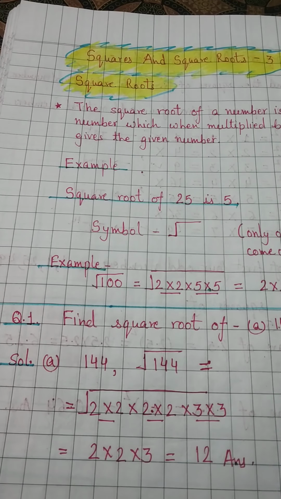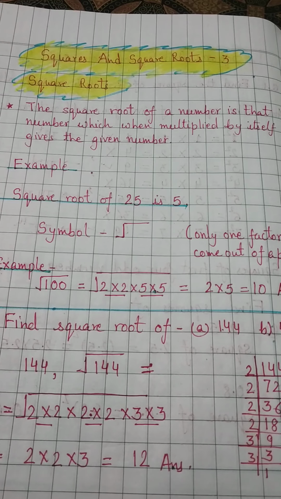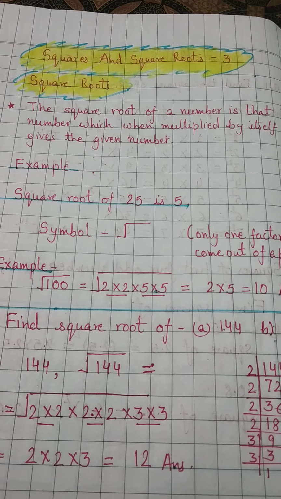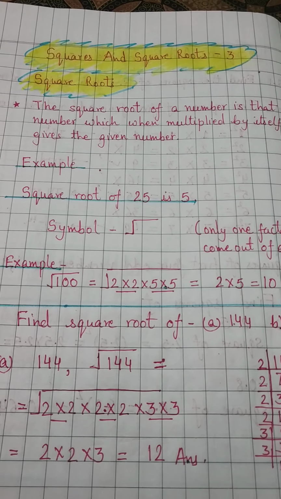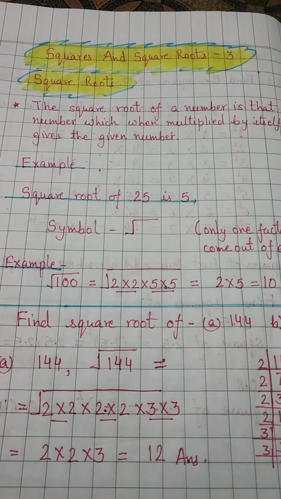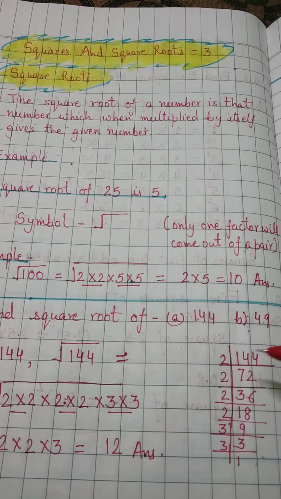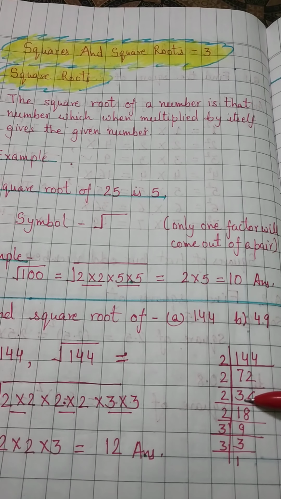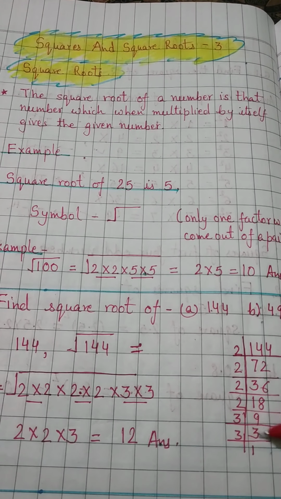We will do prime factorization of this. If we know the perfect squares, if we have learned squares and square roots, we easily come to know that this is the square of 12, so 12 into 12. But if we don't know, first we have to do prime factorization of this. 2 7s are 14, 2 2s are 4, 2 3s are 6, 2 6s are 12, 2 1s are 2, 2 8s are 16, 2 9s are 18, 3 3s are 9 and 3 1s are 3. Right?